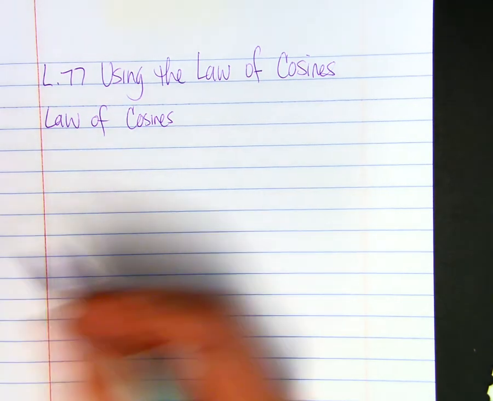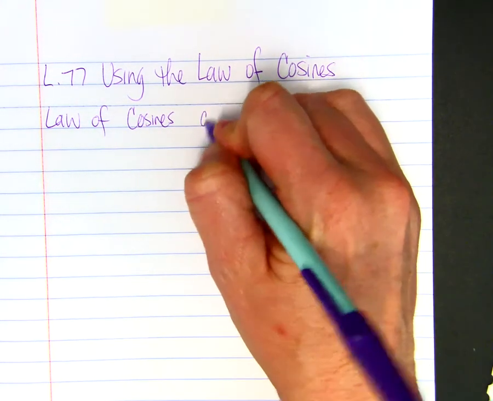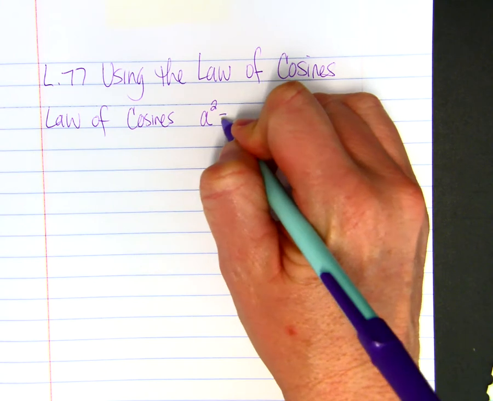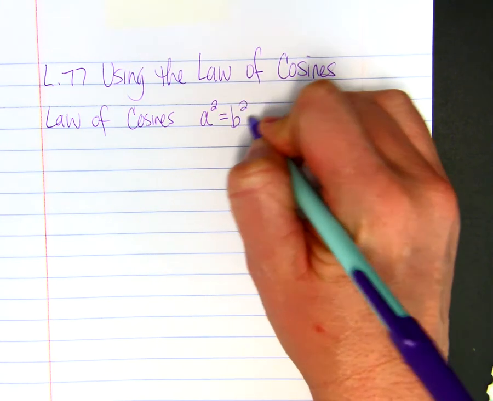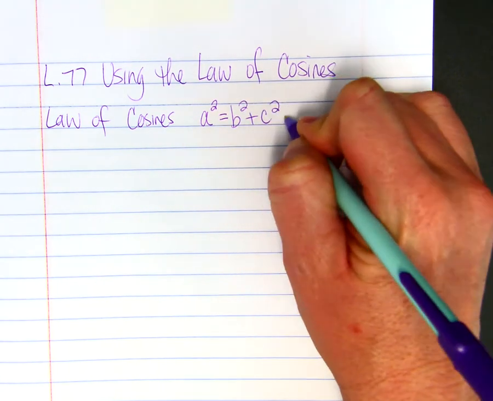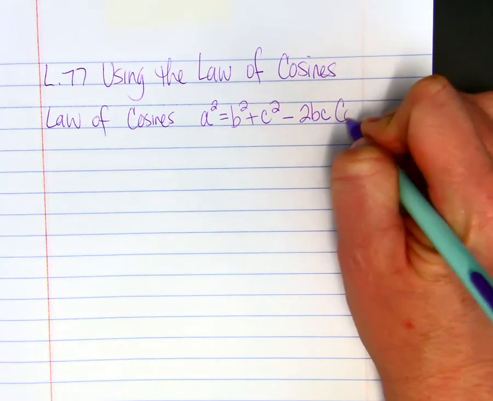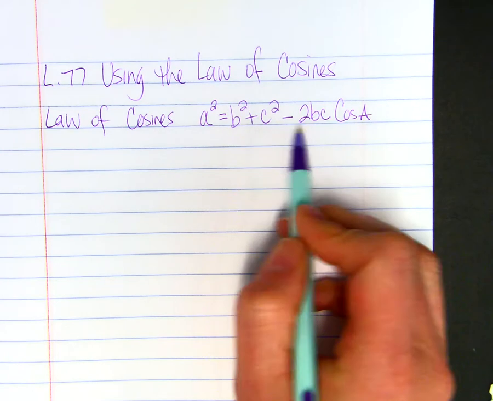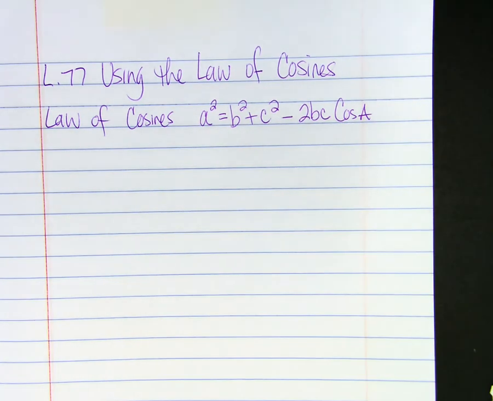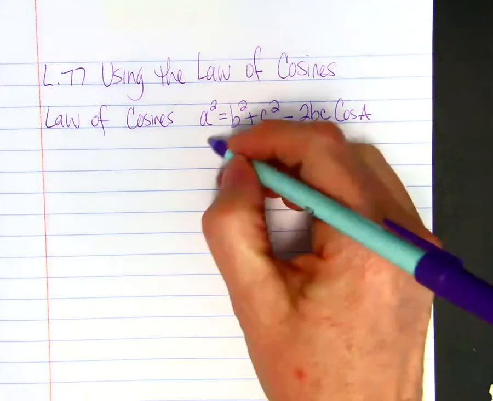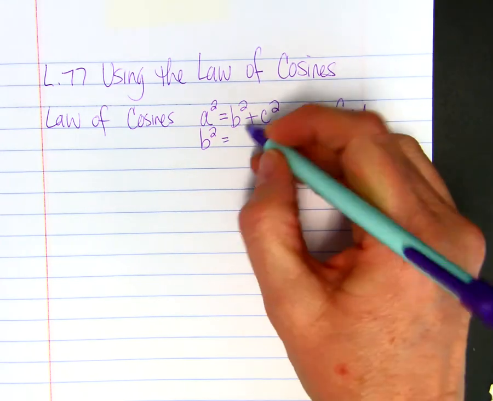If we want, we can find the side length a by saying a squared equals b squared plus c squared minus 2 times b times c times cosine of A. Now I'm going to draw a triangle so you know what a, b, and c are and the angle measures. And we can do that for each of the sides.